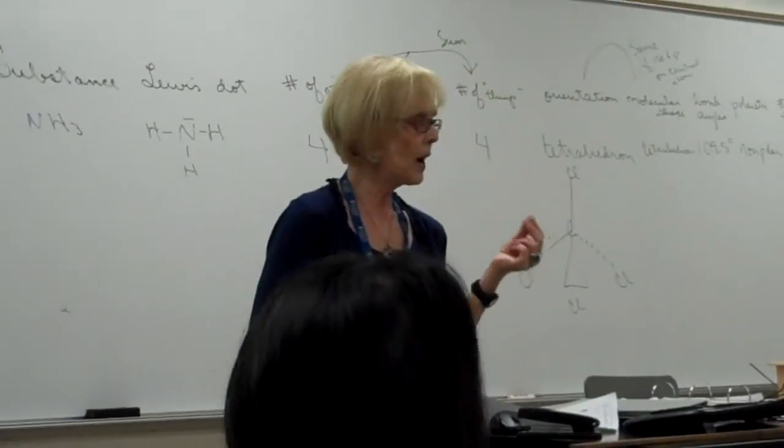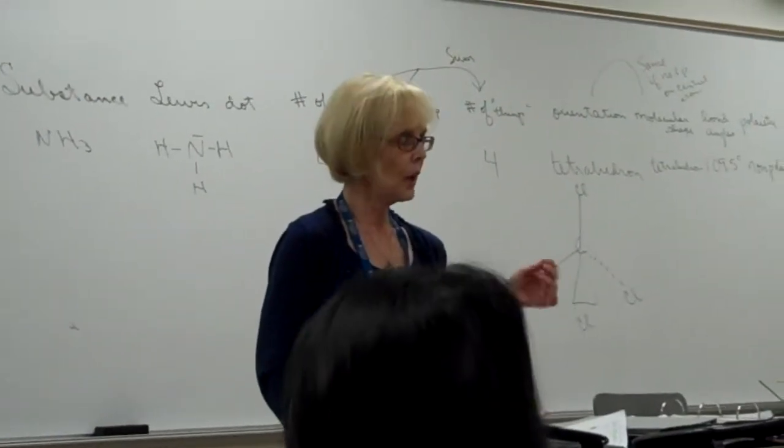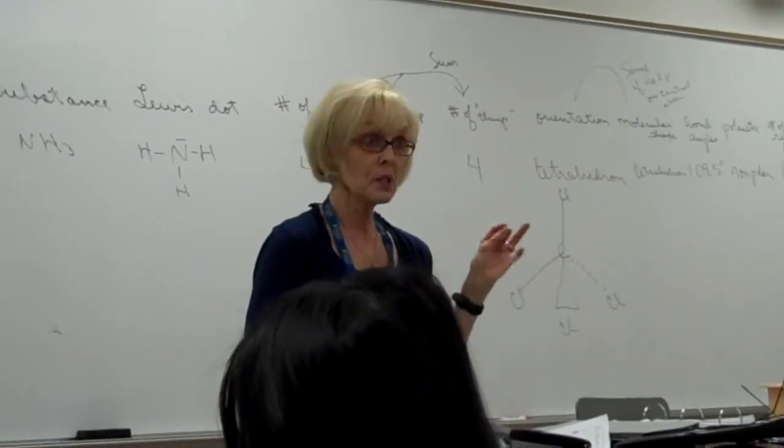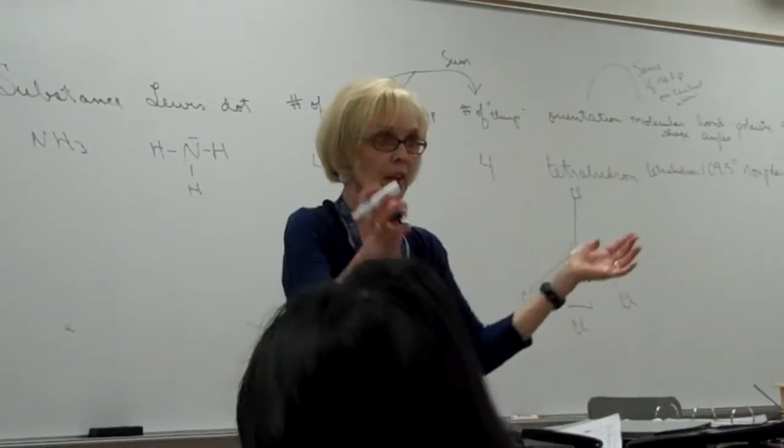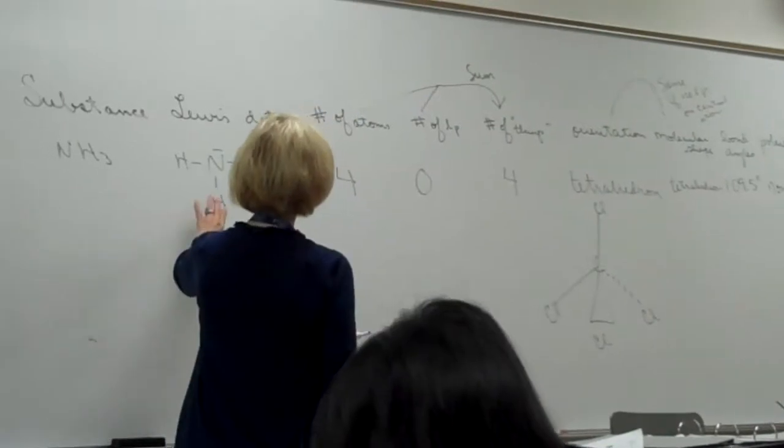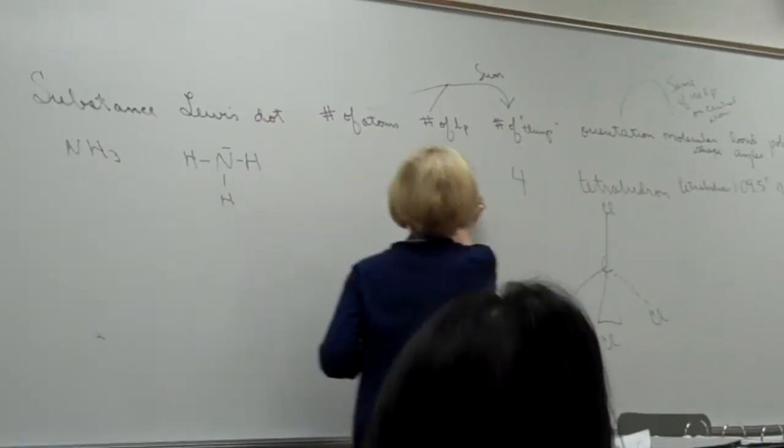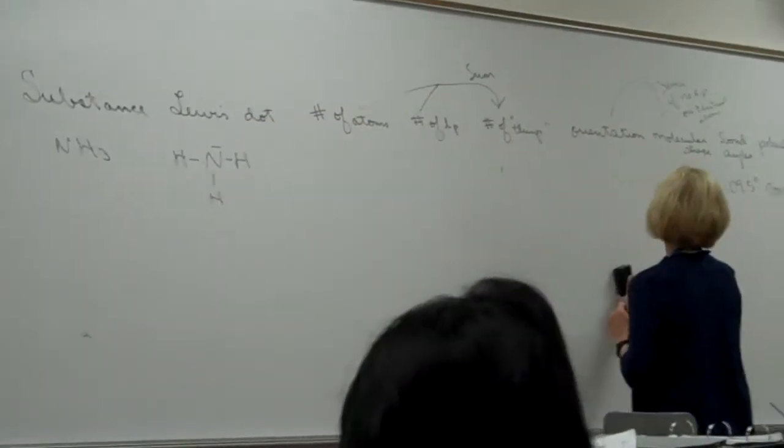So you know what that means? Hydrogen will never have a multiple bond, and hydrogen will never be a central atom. It's going to be on the edges. Okay, so here's our ammonia. Let's go through and see what we can answer about it.